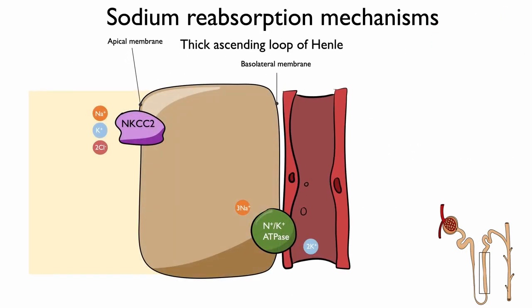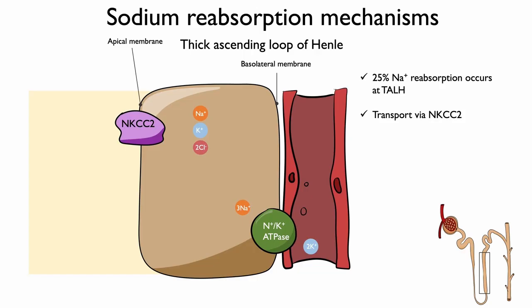At the loop of Henle, sodium reabsorption occurs at the thick ascending limb. Approximately 25% of filtered sodium is reabsorbed here. This section of the tubule is impermeable to water. Reabsorption of sodium occurs via the sodium-potassium 2-chloride co-transporter, aka NKCC2. While the solutes are passively reabsorbed, the process is driven by the sodium-potassium ATPase, present in the basolateral membrane, maintaining the low intracellular sodium concentration, enabling sodium reabsorption via electrochemical gradients.